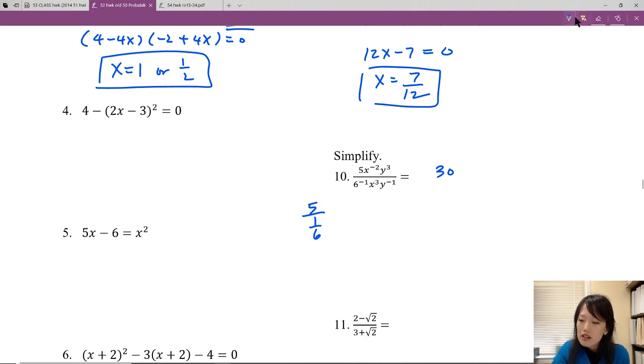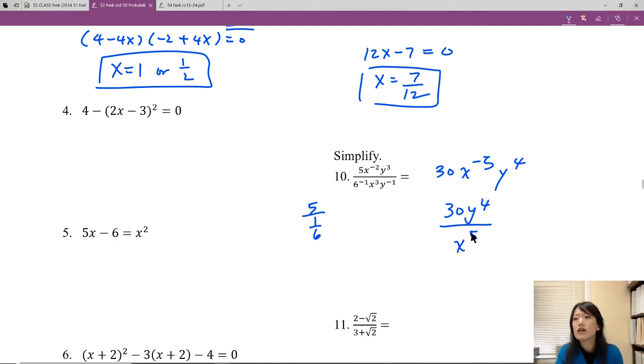And then after that, look at your x. Subtract the exponents. Negative 2 minus 5 minus 3 is negative 5. The other one, y, 3 minus negative 1 is 4. So you don't usually want negative exponents. You'll write this as 30 y to the 4th. You'll leave the x on the bottom, x to the 5th on the bottom.